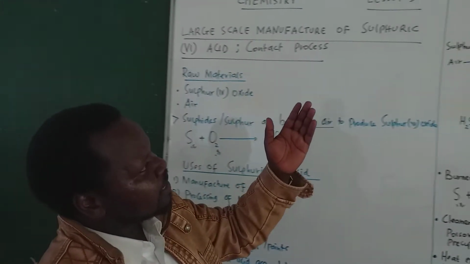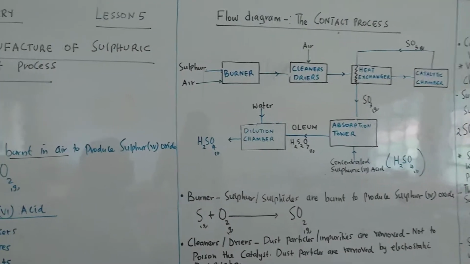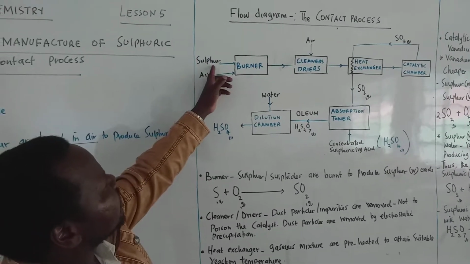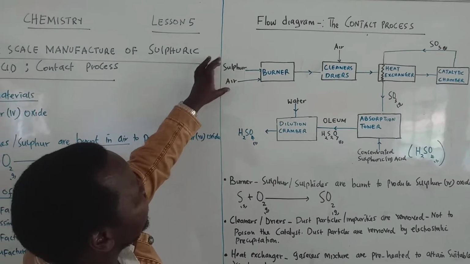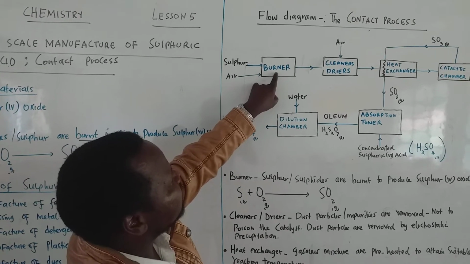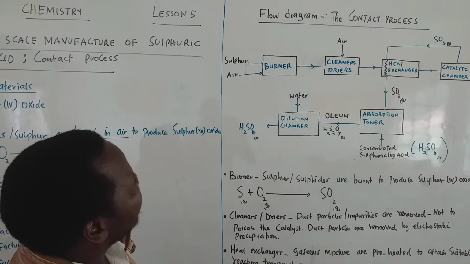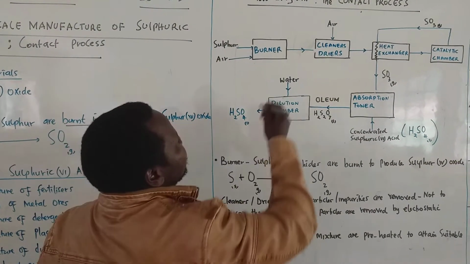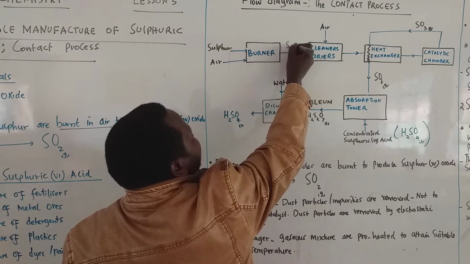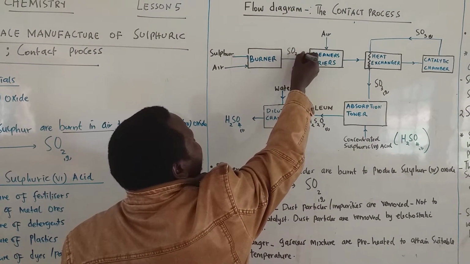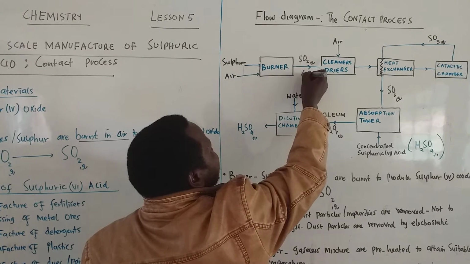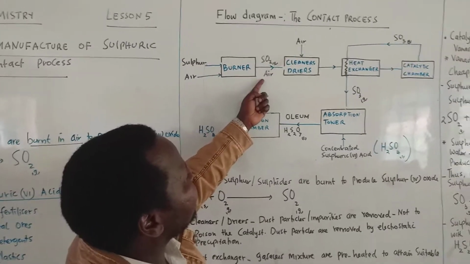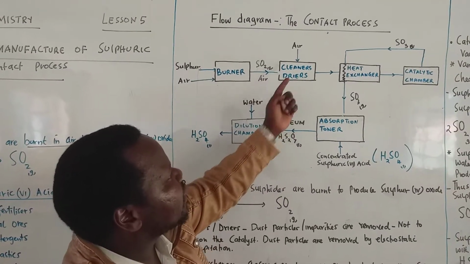Let's look at the flow chart for the contact process. Sulfur on this end, with air, is introduced into the burner, where you have the reaction between sulfur and air. It produces sulfur 4 oxide gas, and there is also going to be unreacted air. Then the sulfur 4 oxide and air go into the cleaners and dryers.